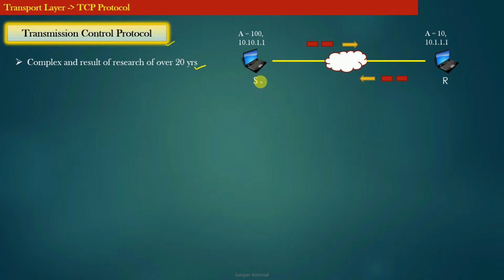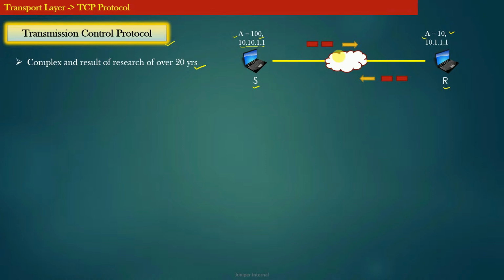So you can see in the diagram on the right hand side, we have a sending machine S and the recipient machine R. And these two machines are present somewhere in the network in between. Now there is an application A which is running on machine S, and this application A is listening on TCP port number 100. The IP address of the machine is 10.10.1.1. Similarly, the recipient machine R is running an application A which is running on TCP port number 10. And the IP address of the recipient machine is 10.1.1.1.